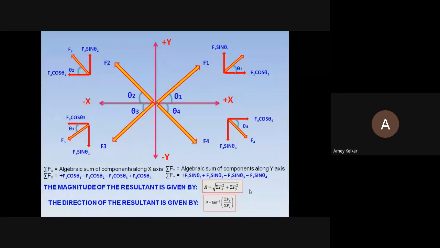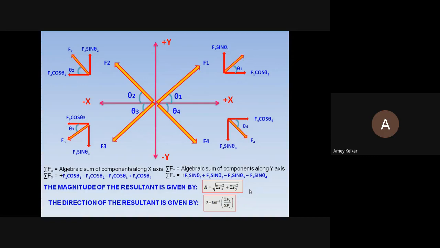So now in this figure we had four forces given to us: F1, F2, F3, F4. So first we applied resolution. We split those forces along x-axis and y-axis individually. Important thing here is sign. If that force is moving towards positive axis, sign is positive. If that force is moving towards negative axis, sign is negative. So we found out that for F1, which is in the first quadrant, both the components F1 cos theta 1 and F1 sin theta 1 are positive.